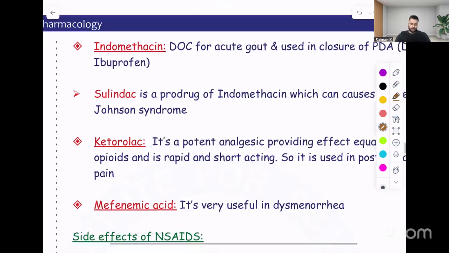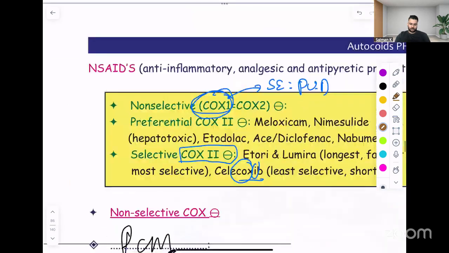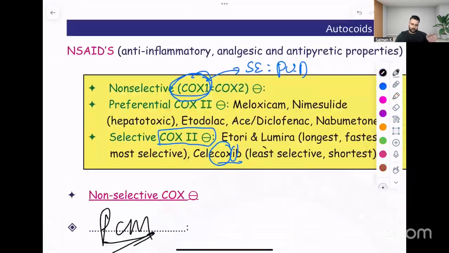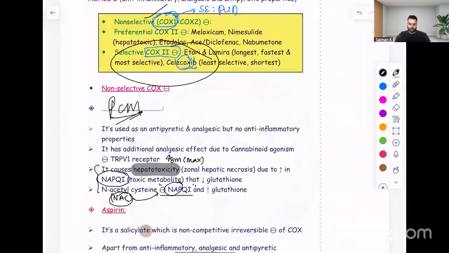Now, since we already learned the peptic ulcer difference, which drugs do not cause peptic ulcer? The answer is COX-2 inhibitors. They don't cause peptic ulcer. And who causes peptic ulcer? The non-selective drugs.